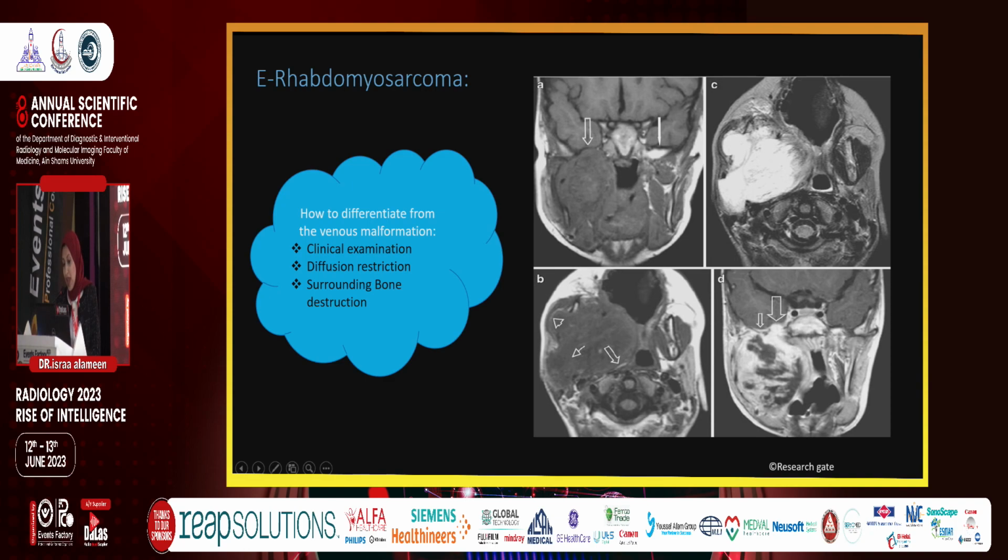So, how can we differentiate it from the venous malformation? First of all, clinical examination. The venous malformation will be soft on palpation, unlike the rhabdomyosarcoma. It will be hard, since it's a malignant lesion. Second, the rhabdomyosarcoma will cause true diffusion restriction, unlike the venous malformation. And finally, the surrounding bone destruction and the perineural spread, as we have seen in image D.